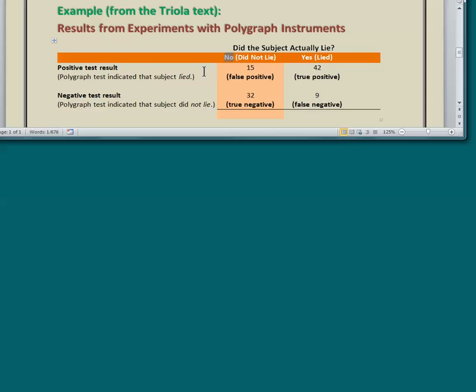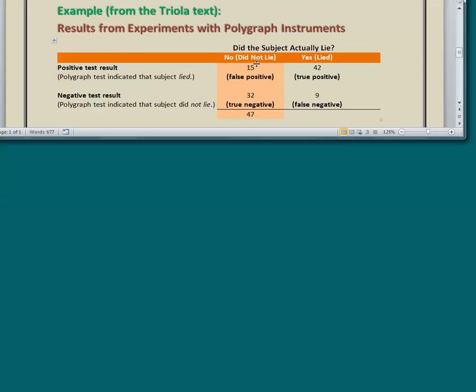Well, for the moment, I don't want you to pay any attention to test results. That's not what we're talking about for the moment. We're just talking about, did the subject lie? Well, we've got two numbers here for subjects who did not lie, this 15 and this 32. So the total number of subjects who did not lie is the total of these two numbers. Well, that's 47, and we're going to put that number in there.